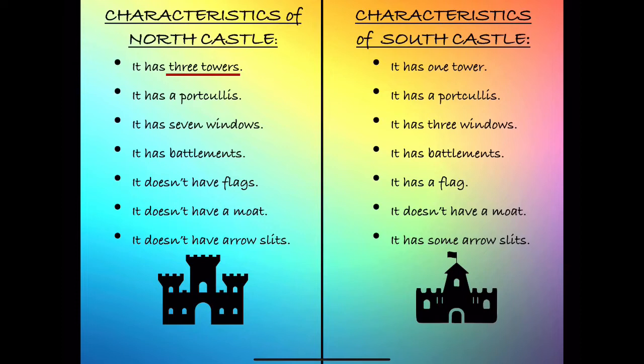The North Castle, it has 3 towers. Now we look on the South Castle side and we can see that it says that it has 1 tower. That way we're comparing the North Castle's tower to the South Castle's tower. And we can say that one has 3 towers, whereas the other one only has 1 tower. Afterwards, I will teach you all the linking words that you will need to use.